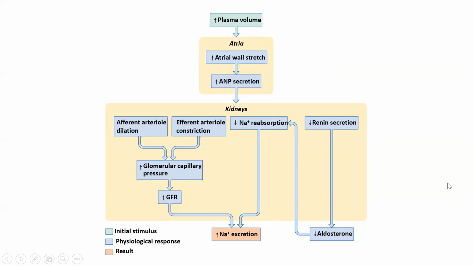And then finally, it's going to decrease renin secretion. Remember, the stimulus for renin is decreased plasma volume, so dehydration, hemorrhage. And because this is the opposite scenario, we're going to stop or decrease renin secretion. And so we're going to decrease aldosterone. That is also going to facilitate more sodium excretion, because if you remember, aldosterone wants to reabsorb sodium. So if we decrease it, we're going to lose sodium.